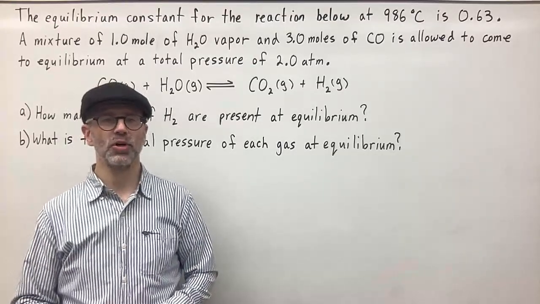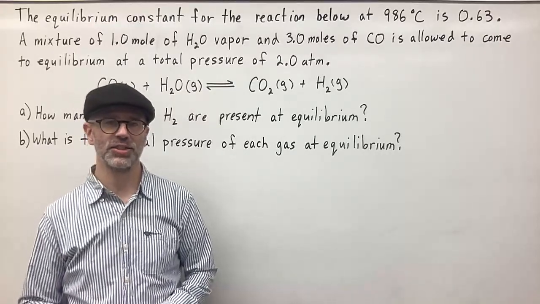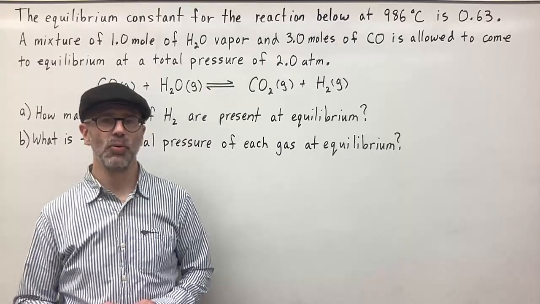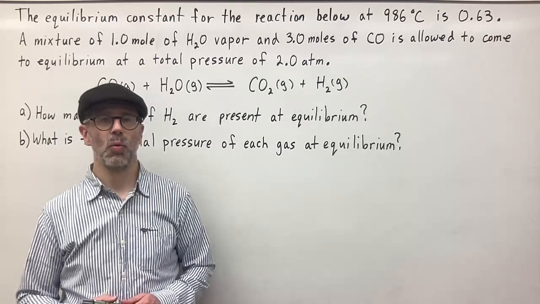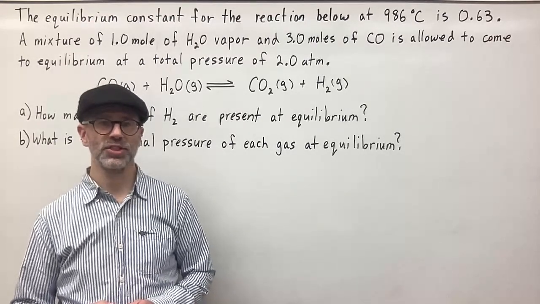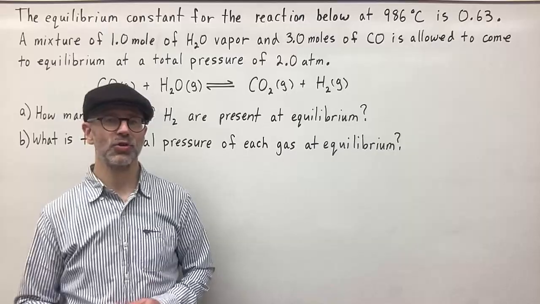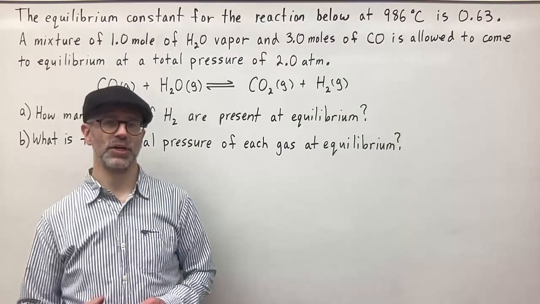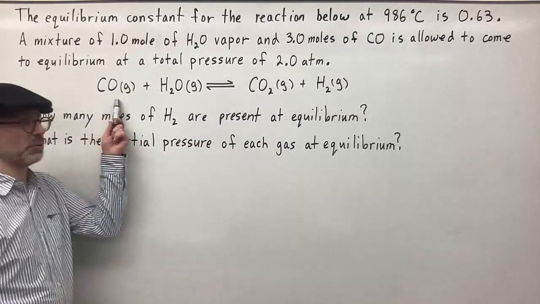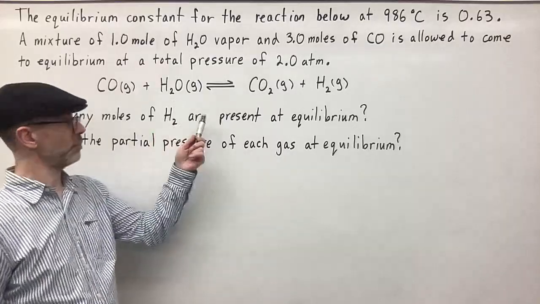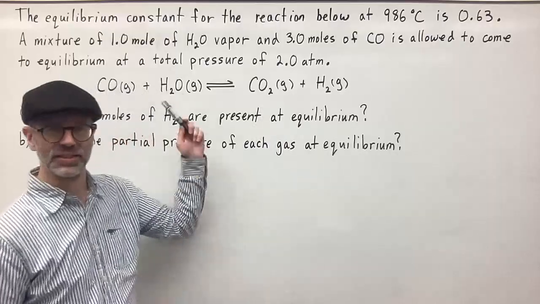In this problem we're told that the equilibrium constant for the reaction below at 986 degrees Celsius is 0.63. A mixture of 1.0 mole of water vapor and 3.0 moles of carbon monoxide is allowed to come to equilibrium at a total pressure of 2.0 atmospheres. And then they give us this balanced equation. Carbon monoxide gas reacts with water vapor to form carbon dioxide gas and hydrogen gas, and this is an equilibrium.